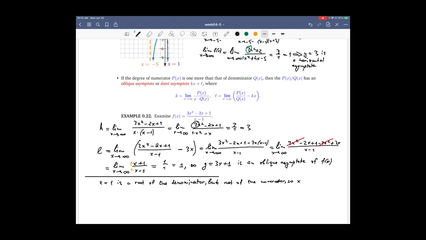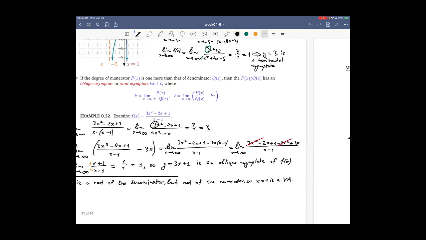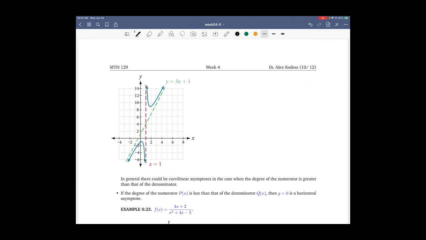That implies that x equals 1 is a vertical asymptote. And indeed, all our findings are confirmed by the graph on the next page. x equals 1 is a vertical asymptote. y equals 3x plus 1 is an oblique asymptote. The graph approaches the asymptote.